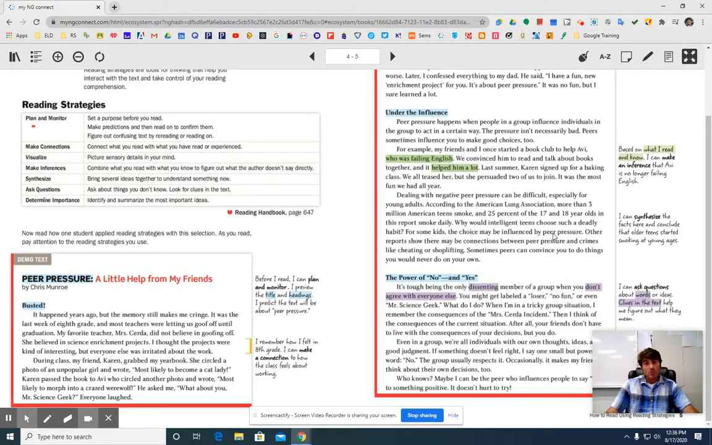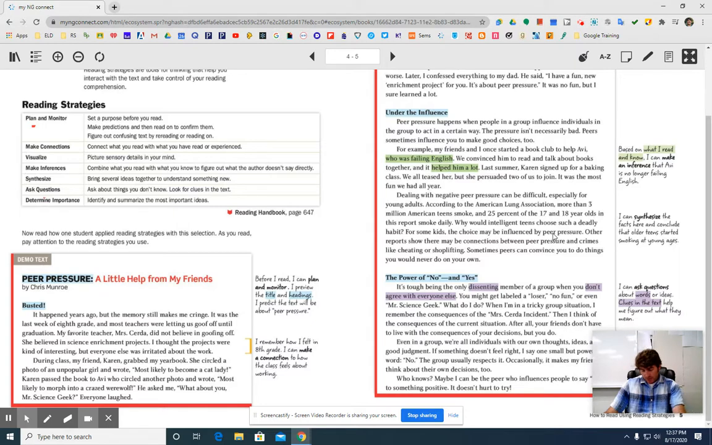The power of no and yes. It's tough being the only dissenting member of a group when you don't agree with everyone else. You might get labeled a loser, no fun, or even Mr. Science Geek. What do I do? When I'm in a tricky group situation, I remember the consequences of Mrs. Serda's incident. Then I think of the consequences of the current situation. After all, your friends don't have to live with the consequences of your decisions, but you do. Even in a group, we're all individuals with our own thoughts, ideas, and good judgment.